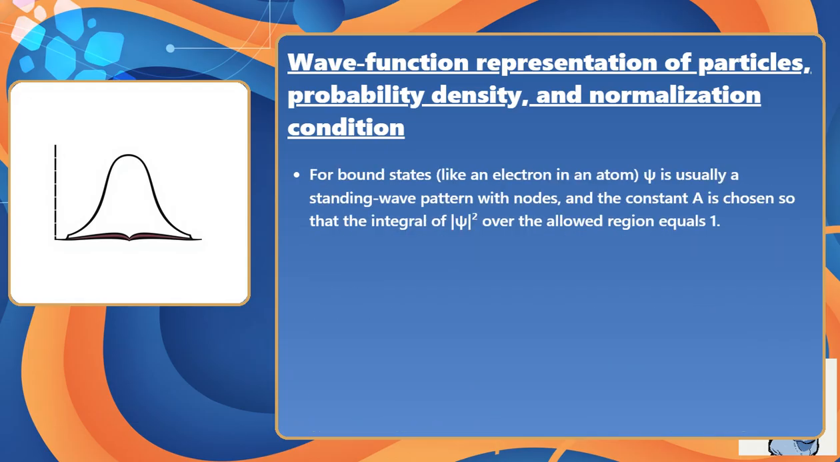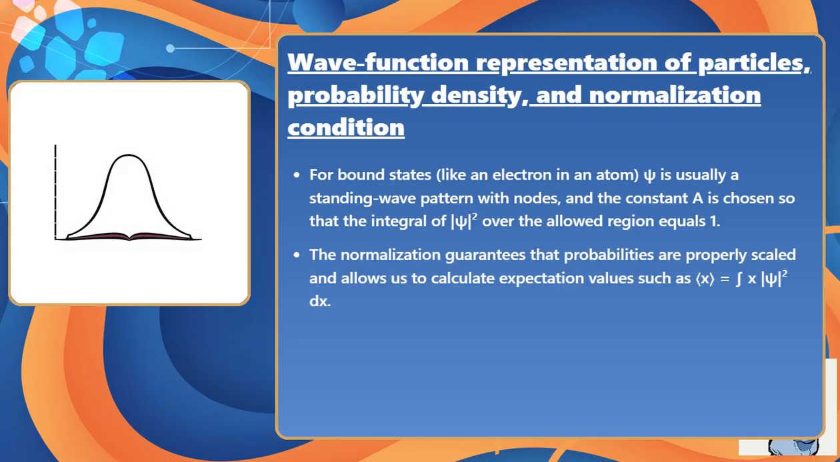For bound states, like an electron in an atom, psi is usually a standing wave pattern with nodes, and the constant A is chosen so that the integral of |ψ|² over the allowed region equals 1. The normalization guarantees that probabilities are properly scaled and allows us to calculate expectation values such as ⟨x⟩ equals the integral of x times |ψ|² dx.